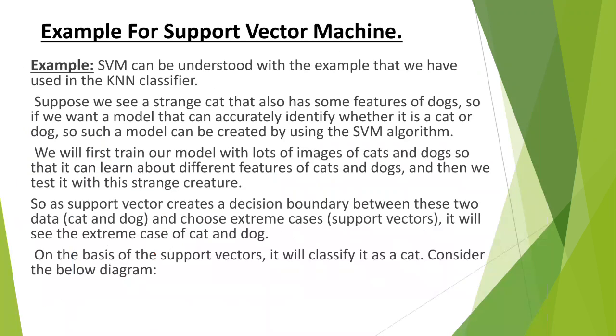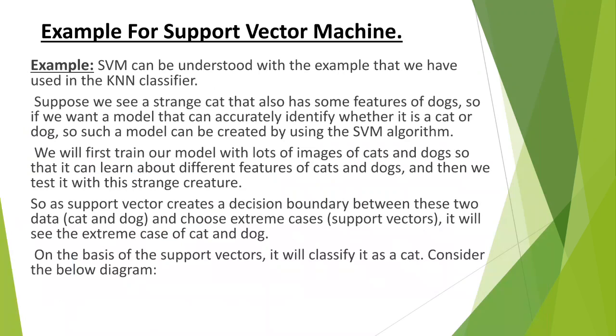Example for support vector machine. SVM can be understood with the example that we have used in the KNN classifier. Suppose we see a strange cat that also has some features of dogs. If we want a model that can accurately identify whether it is a cat or a dog, such a model can be created by using the SVM algorithm.